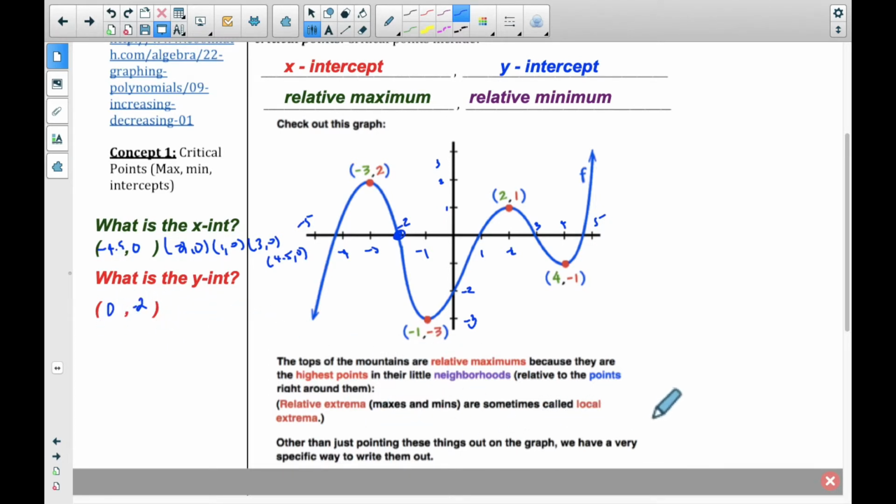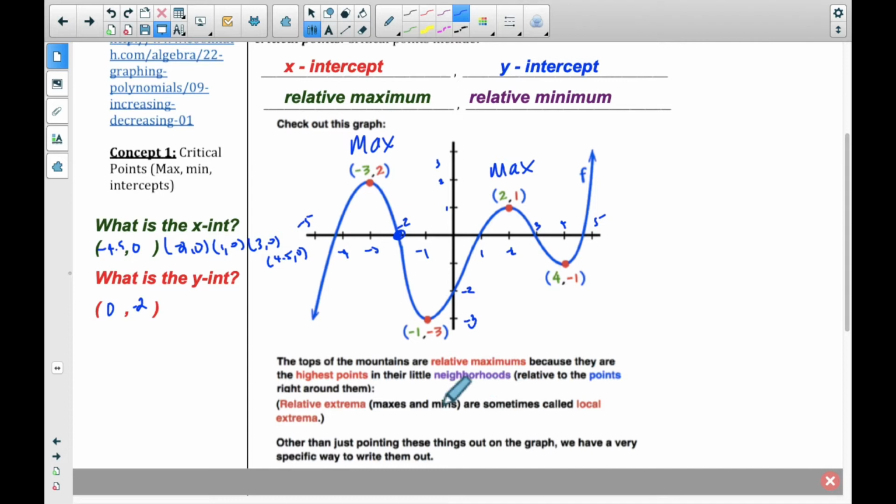It's talking about relative max and relative min. The tops of the mountains are the relative maximums because they are the highest points in their little neighborhoods relative to the points right around them. So sometimes they're called relative max. Sometimes there's another name for them, I'll come back to it. So a relative max is here. That's the top of the mountain, right? That's the very highest point. That's the relative max. This one also is a relative max. And so you can have more than one relative max.